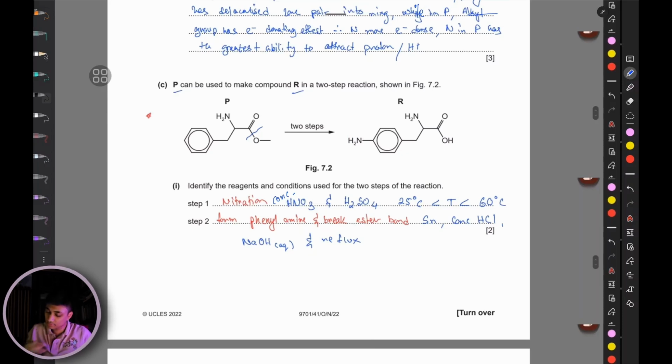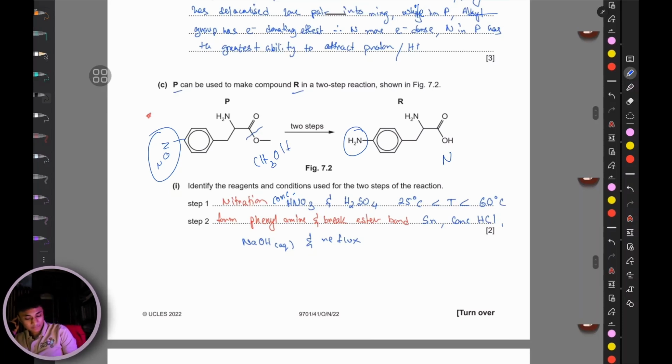So apart from the NO2 group, after step 1 there's going to be an NO2 group over here. After the NO2 group has been attached in step 1, in step 2 this is going to be reduced into NH2. Now the other thing is you also have to break this structure, that is the ester bond, to form your COOH, that is your carboxylic group, and this part is going to leave, that is CH3OH. Your methanol is going to leave the structure.